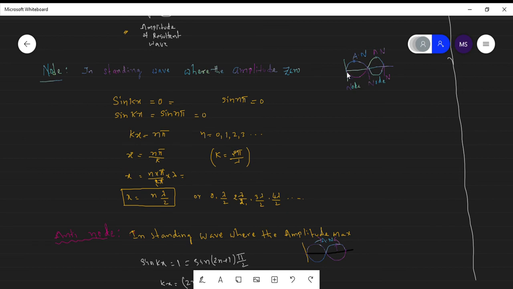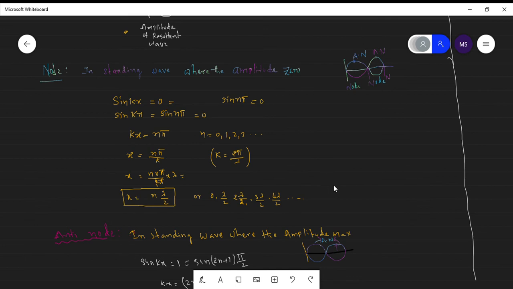Here this is λ by 2. This is 0, λ by 2, next 2 λ by 2, next 3 λ by 2, next 4 λ by 2. Those are the locations where the nodes are formed.